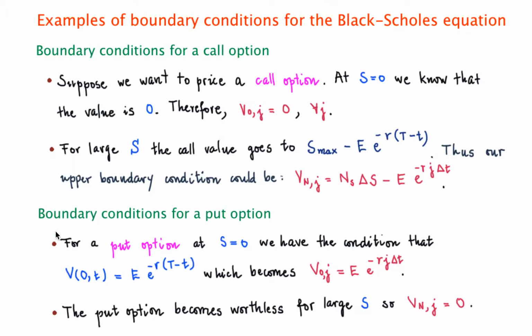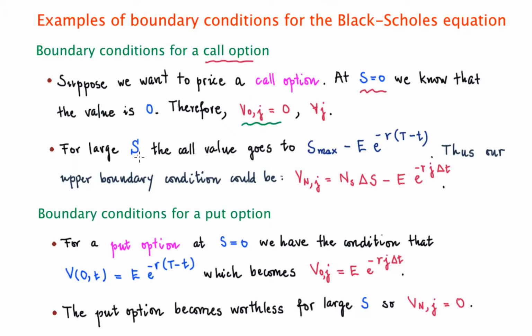So here we're going to present different examples for different kinds of options. First, we're going to start with the call option. That's going to be the first one. Suppose we want to price a call option, then at S equals 0, that's one side, we know that the value of the option is going to be 0. Therefore, we have that V evaluated at 0, j, for any j, is going to be 0. This is one boundary condition.